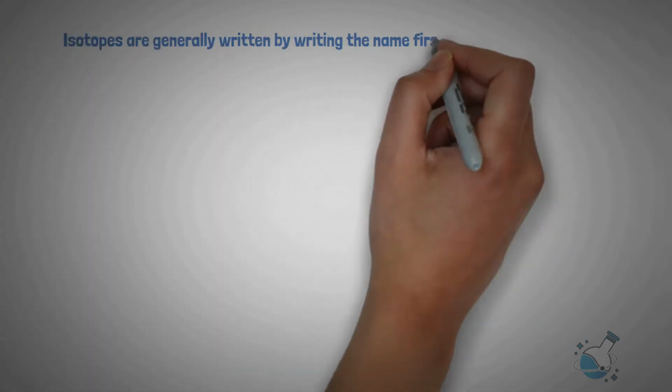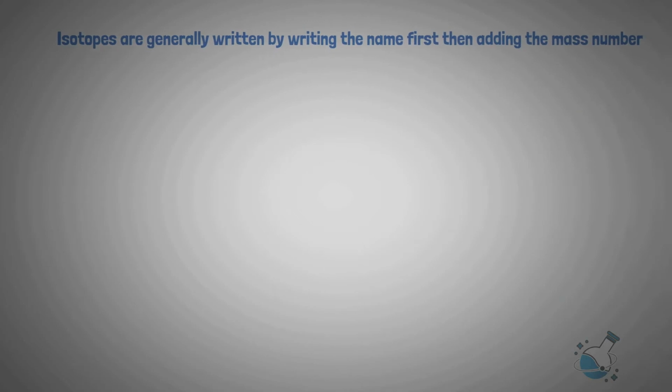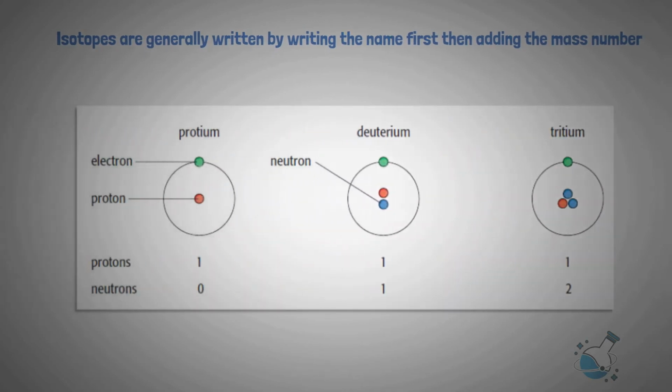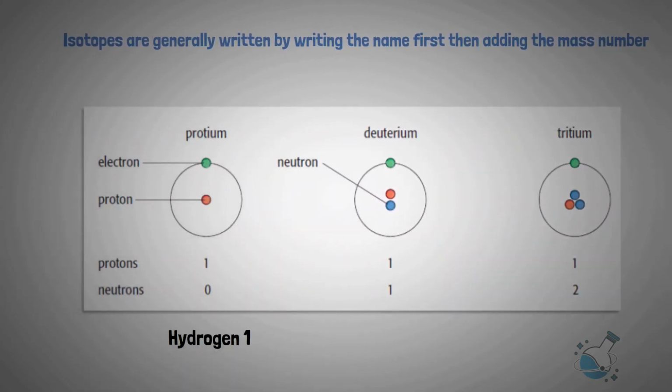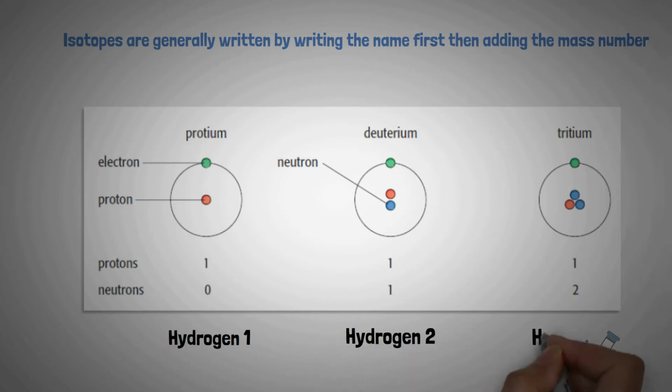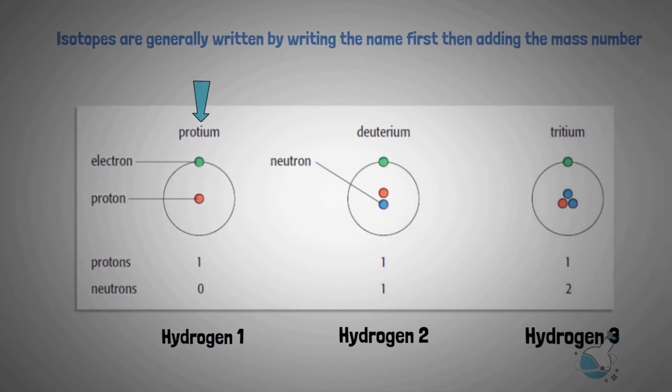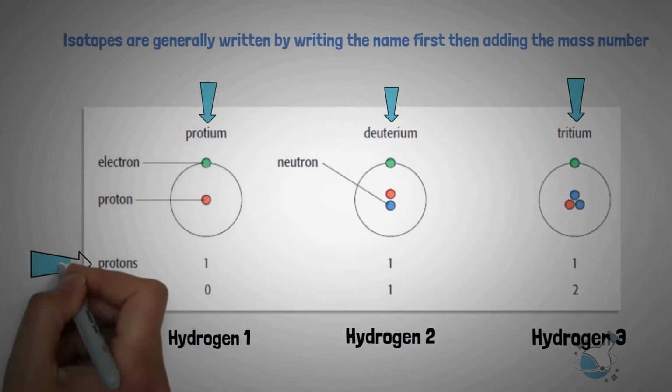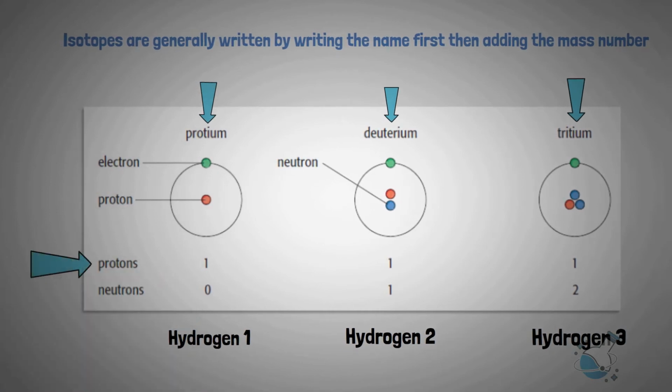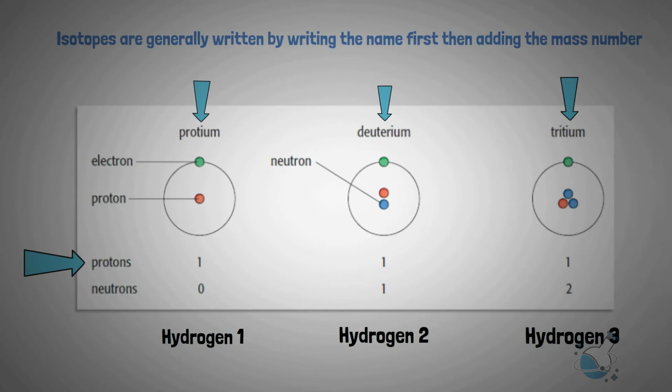Isotopes are generally written by writing the name first, then adding the mass number. For example, hydrogen has 3 isotopes: hydrogen 1, having only a proton; hydrogen 2, with 1 proton and a neutron; and the heaviest, hydrogen 3, which has 1 proton and 2 neutrons. Protium, deuterium, and tritium are the common names for these isotopes. You can see that the number of protons and the number of electrons are the same for all 3 of them. Most of the hydrogen atoms around us or in us are protium. Deuterium is rare and tritium even rarer.